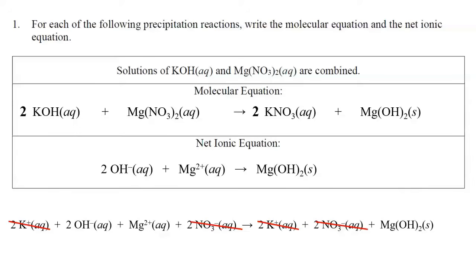Remember that a correct net ionic equation must be balanced in terms of both atoms and charge. So we have the same number of each type of atom on both sides of the equation, but the overall charge on each side of the equation should also be balanced. So there's a total charge of 0 on both the left and the right. Don't forget to include the charges on your ions in the net ionic equation.